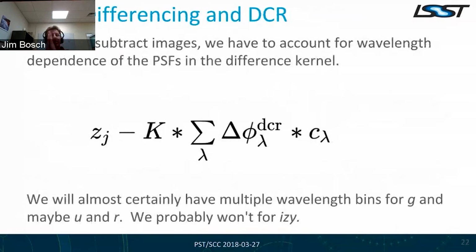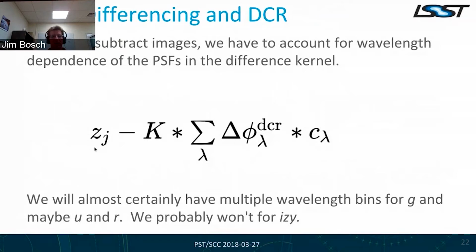All right, so I mentioned image differencing, but I haven't talked yet about how we actually handle these chromatic PSF issues in image differencing. I think it's clear that to cleanly subtract images, you have to account for the wavelength dependence of the PSFs when you construct the difference image kernel between images. And so the plan we have for this is roughly given by this equation here.